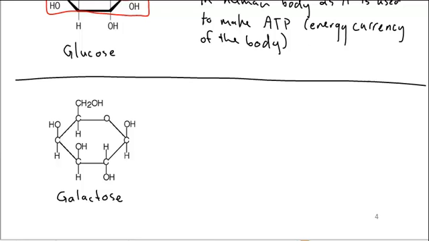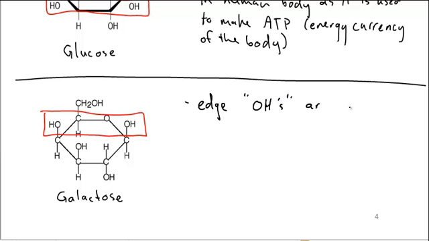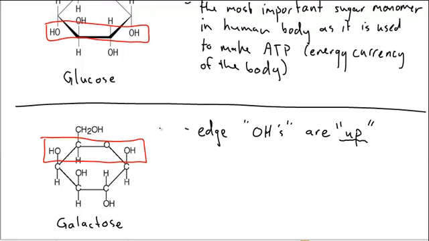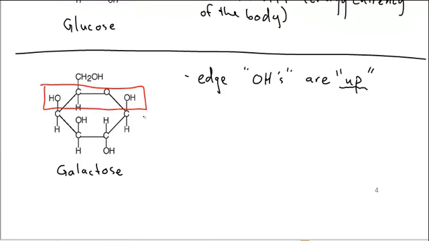In contrast, if we look at galactose, we look at its edge OH groups, you'll notice they're up or on the same side relative to the CH2OH group. So, edge OHs are up. Now this may seem like a subtle difference. What does it really matter? Well, the way our body reacts to it is very different than the way our body reacts to glucose. Very minor differences in structure can have huge impact on function within the human body. We're going to see that theme continued throughout Biology 12.